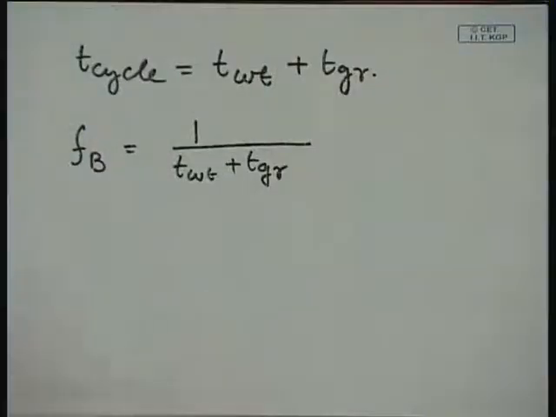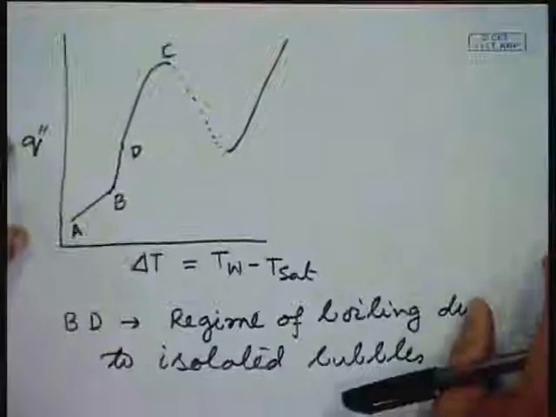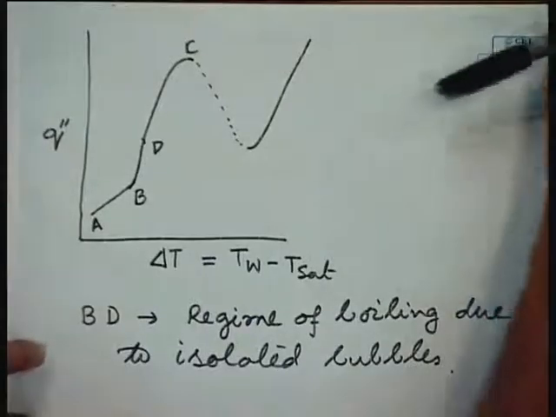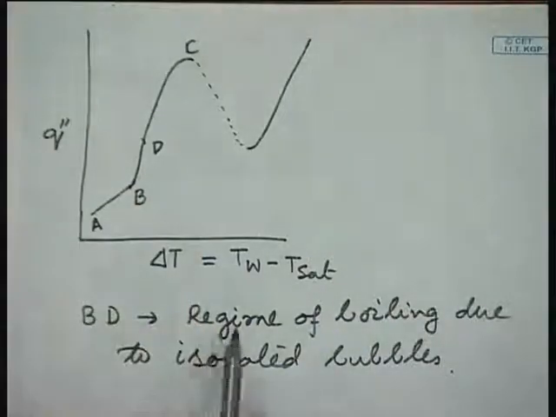So, once we have calculated this, or once we know this, then what can we do? We can have a rough estimate of the heat transfer during nucleate boiling, particularly in the isolated bubble region. So, you see, the boiling curve that I have drawn shows the variation of heat flux with Tw minus Tsat.